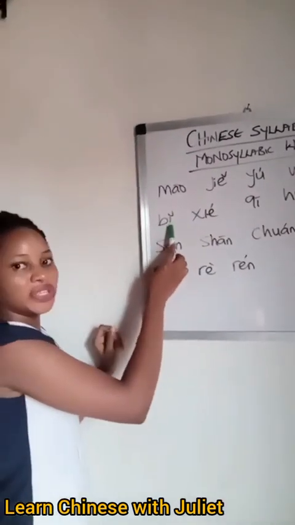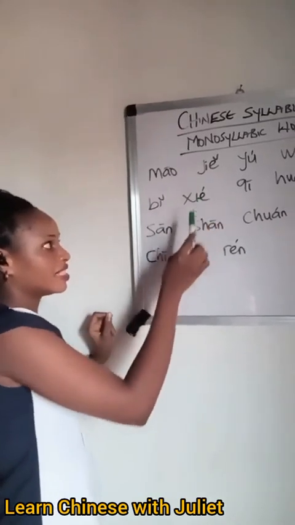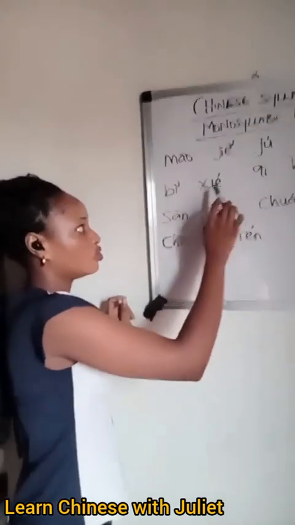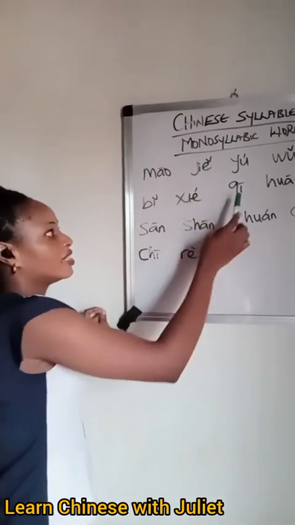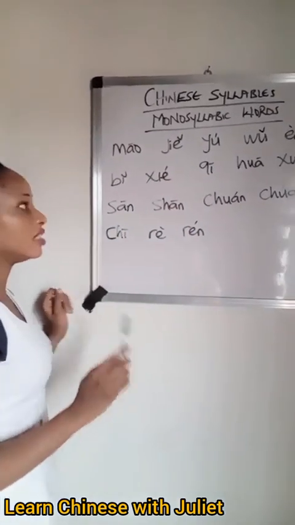Now this is B. This is biro. This is xie. Remember, this is the second tone, not the third. You don't have to draw it too much. This is B, and this is xie. Now this is chi. Now this is number 7 in Chinese number.